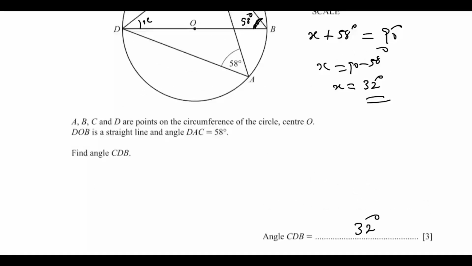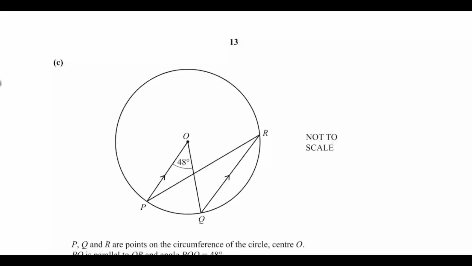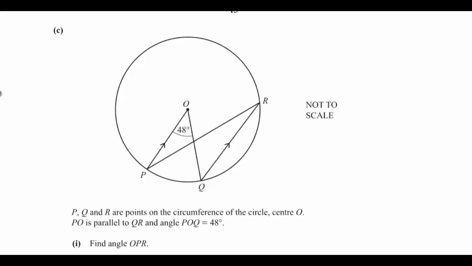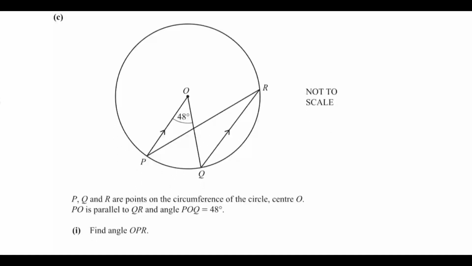Let's go to the next question. This will be question 9C from the same paper, 058041 May June 2018. P, Q, and R are points on the circumference of the circle, center O. PO is parallel to QR and angle POQ equals 48 degrees.